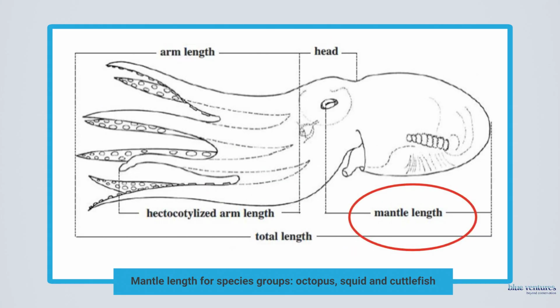Mantle length is the measurement type used for the species groups octopus, squid, and cuttlefish. The mantle is a highly muscled structure that contains the gills, hearts, digestive system, and reproductive glands. Mantle length is measured from the midpoint of the eyes to the posterior tip of the body.